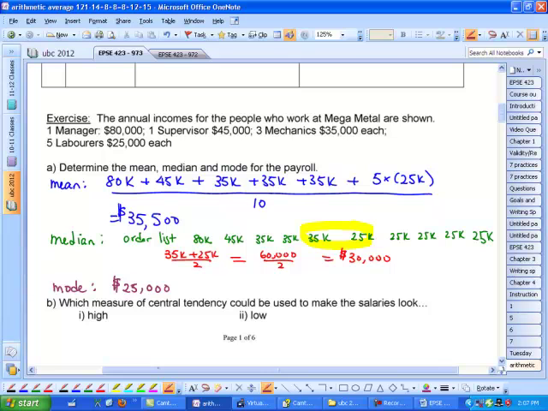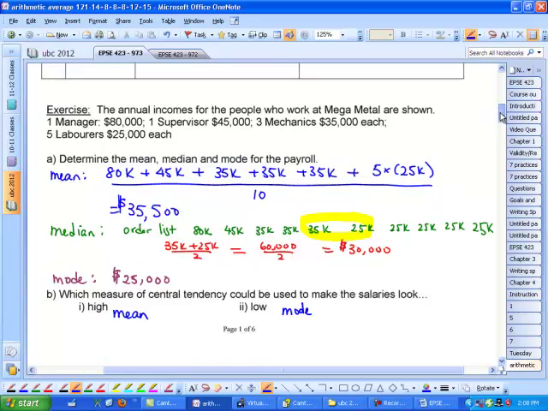So which measure of central tendency could be used to make the salaries look really high? Well, if you look at that, the highest number is the 35,500 from the mean. And if I were to say, which number should I use if I want to present that these guys are not making very much money? Then I would probably use the mode, in this case, 25,000. And that's where people say, hey, statistics can lie. I say, no, it can't lie, but it can be used to get to your means. I hope you have an idea of what these 3 terms are now.